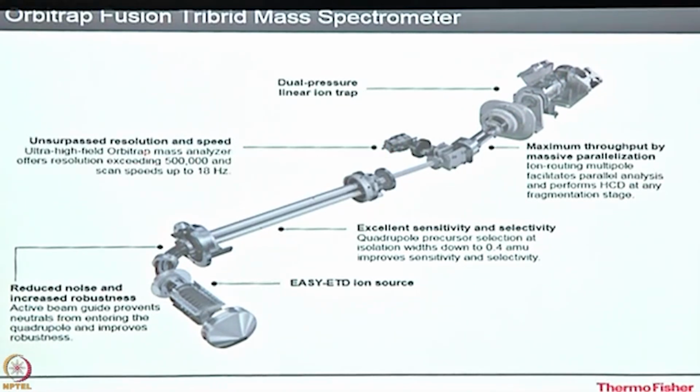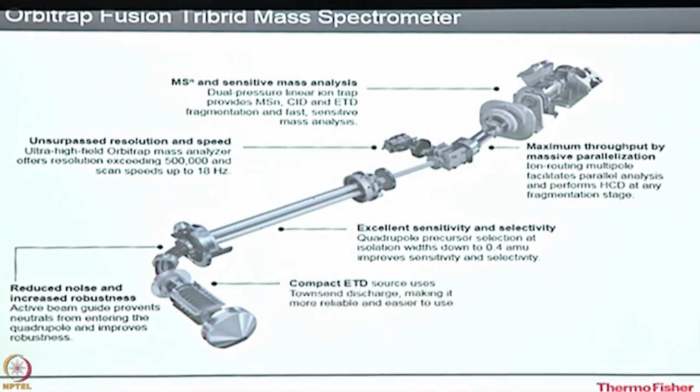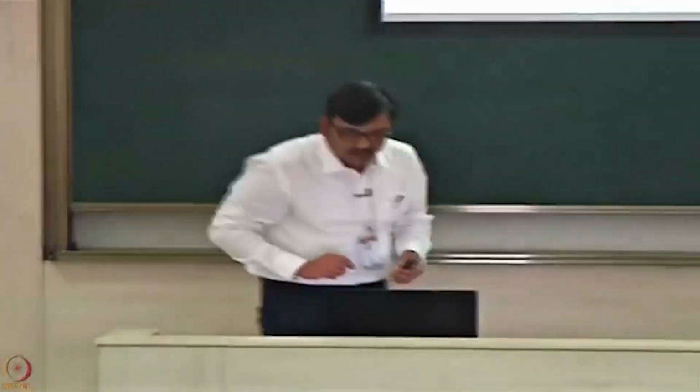The Orbitrap is basically high resolution. It gives you 500K maximum resolution. And lastly the ion trap, which is basically a dual cell ion trap. You can store your ions and do the detection of ions. And you also have an ETD option. So the next slide will make it clear for you. We have a video of how it works.